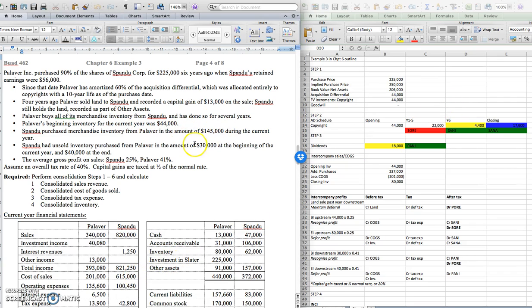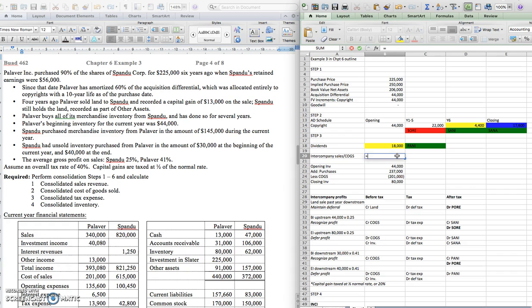in the question, right up here. So it says that they purchased the inventory from Palaver in the amount of 145. So intercompany sales is a combination of these two figures, 237 plus the 145. Total combined amount of 382. Just going to highlight that one yellow because we'll be needing it in a little bit.